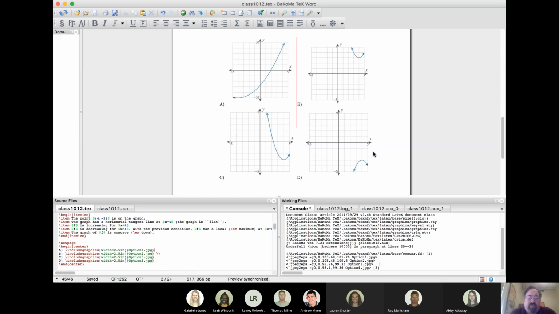I had 5 conditions, but it turned out not all of them were even needed. But you can use these conditions to eliminate certain graphs right away and narrow it down to the right one. So look for concavity, increasing versus decreasing, whether a certain point is on the graph, things like that. Okay. Questions about this one?